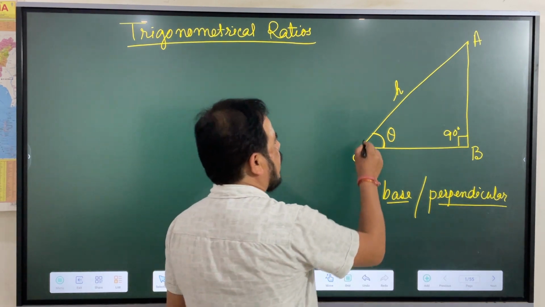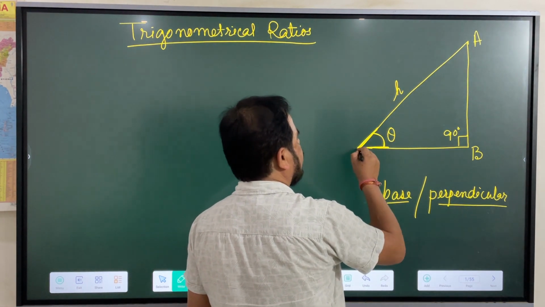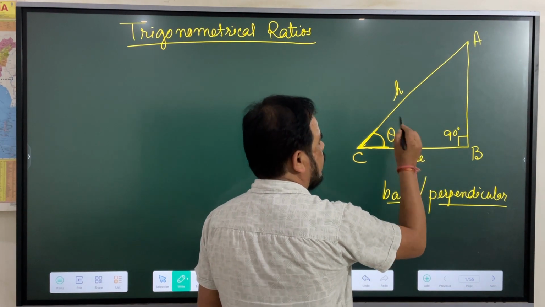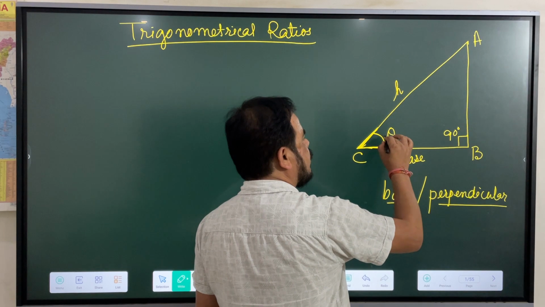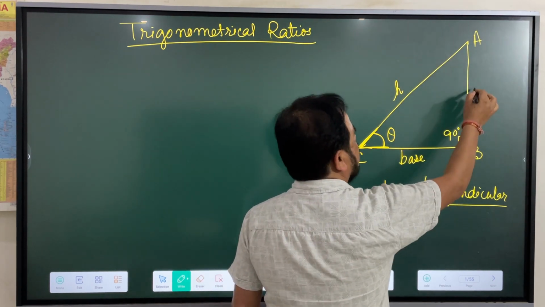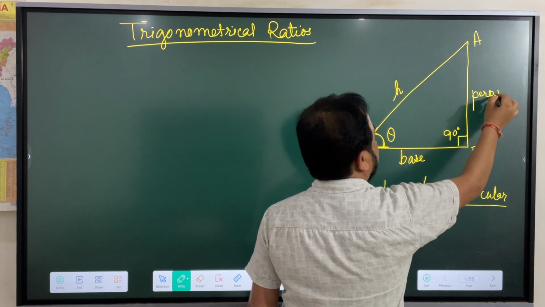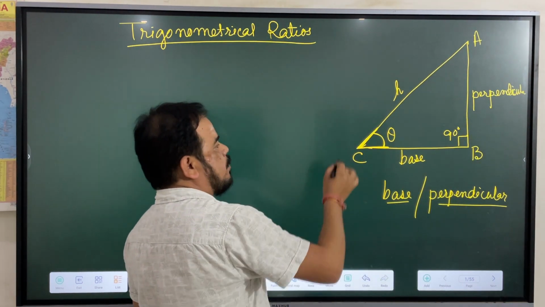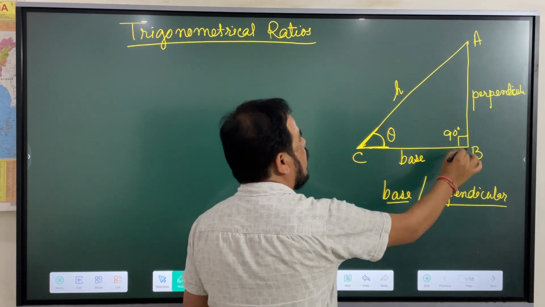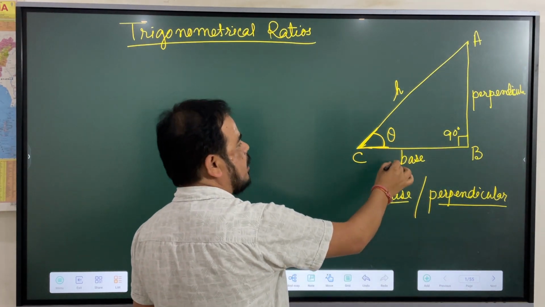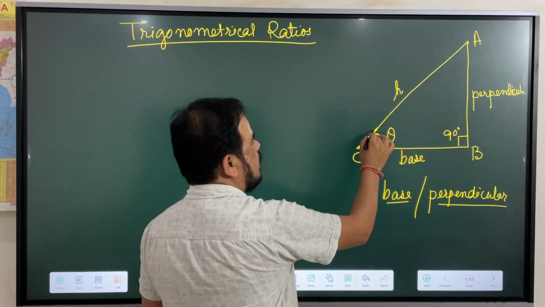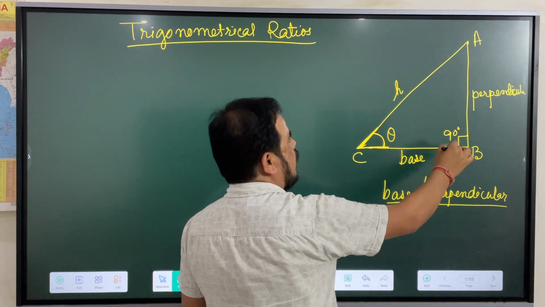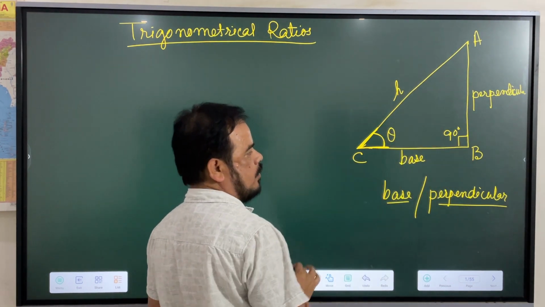So with respect to this angle, BC will be the base. Opposite to this angle there is AB, so this is called perpendicular. With respect to this angle, the touching line segment will be called base, because with this angle CB is touched. AB is not touched with this angle, so this is perpendicular.